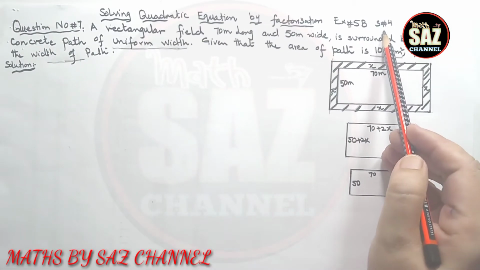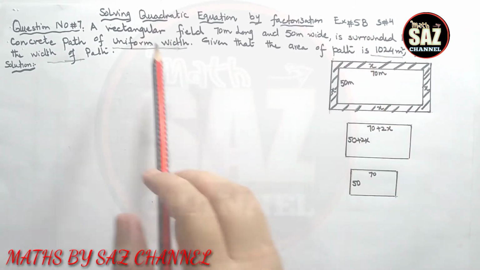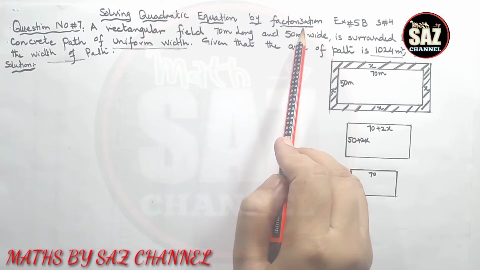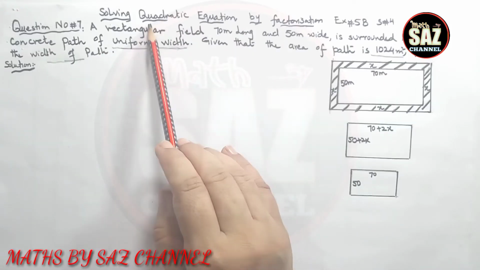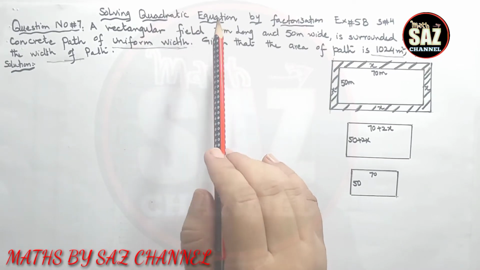This is my fourth lesson of D2 chapter number 5 exercise 5b, that is solving quadratic equation by factorisation. In this lesson we will learn the practical application of quadratic equation in real world problems. Let's move to the question.